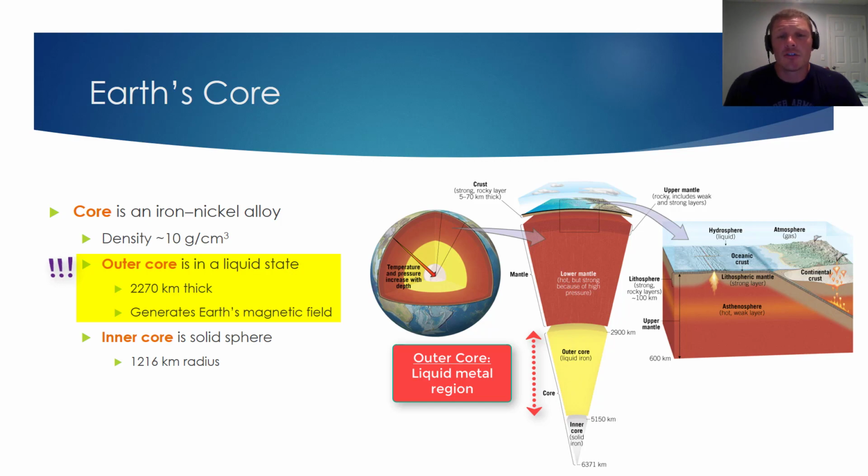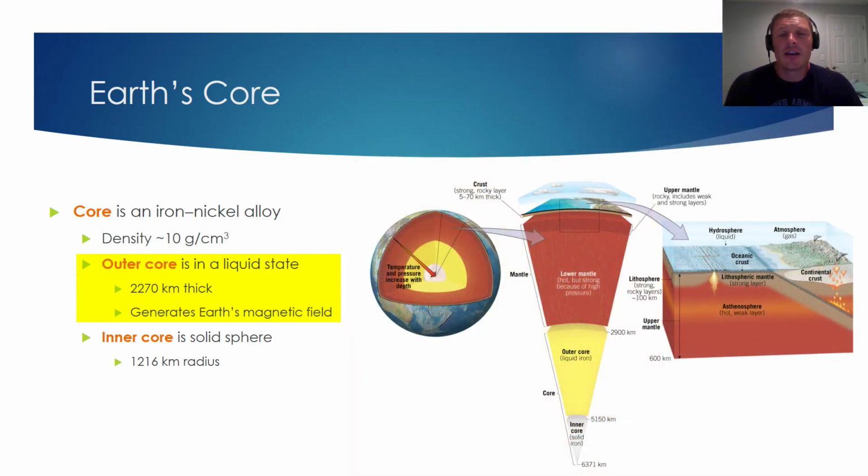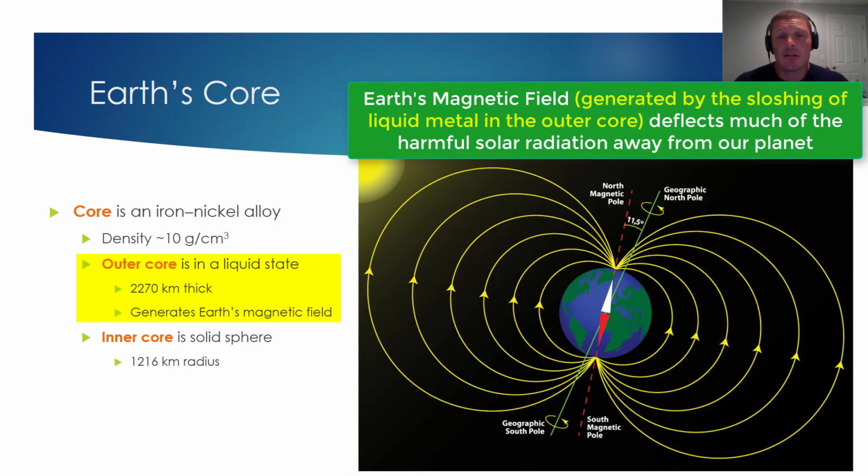We know that the outer core is liquid iron because we've studied seismic waves. And in our previous vodcast, you may remember me mentioning that P waves can travel through solids, liquids, and gases, but S waves are only capable of traveling through solids. Well, S waves are not capable of traveling through the outer core. And that fact, along with a lot of other science, has helped scientists conclude that the outer core is a liquid layer.